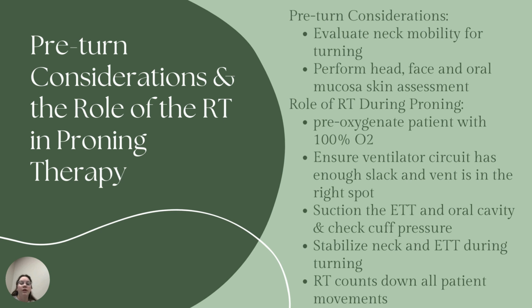And then before you turn, you're going to want to suction out their ET tube and their oral cavity, and also check their cuff pressure. You need to know what their cuff pressure was before you turn them, in case you rupture the cuff, in case you lose pressure, and then you want to get whatever is stuck in there, whatever little bit you can get out of their mouth or their lungs right before you turn them over, and everything changes.